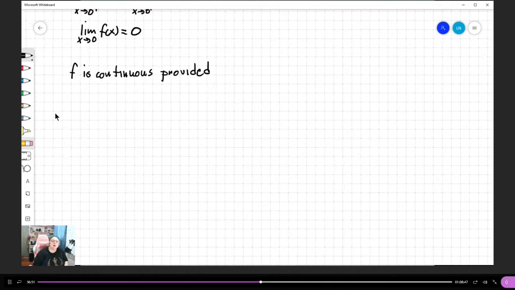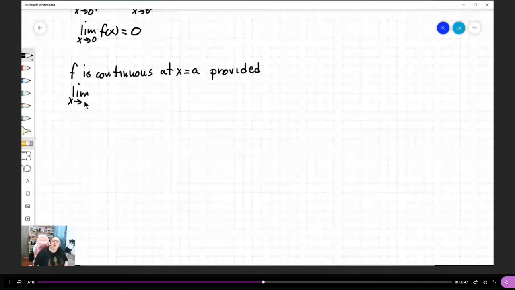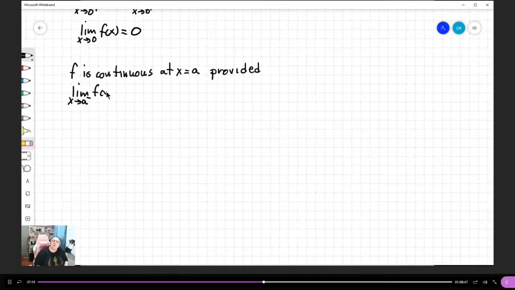Wait, hang on, because we don't talk about continuity without talking about continuity at a point. So get rid of that. F is continuous at x equals a, provided the limit as x goes to a from the left of f is equal to the limit as x goes to a from the right of f. That is, the limit exists and it equals the value of the function there.